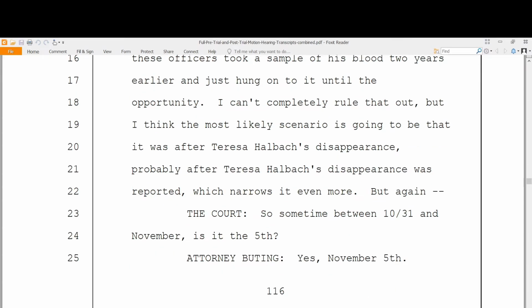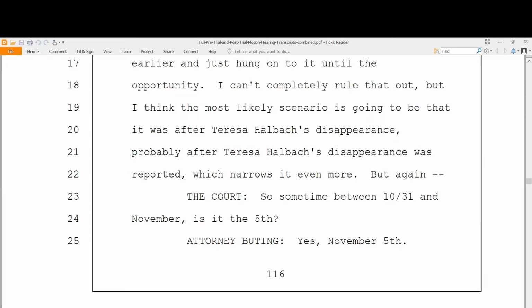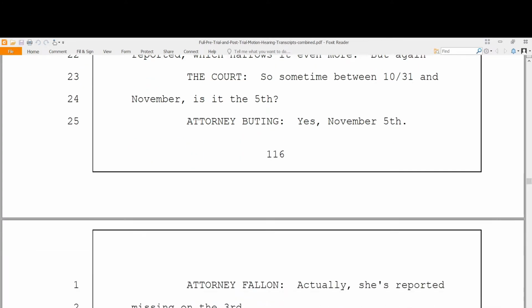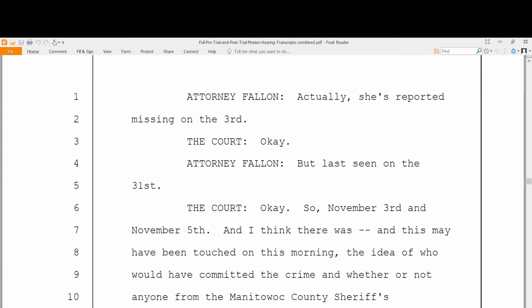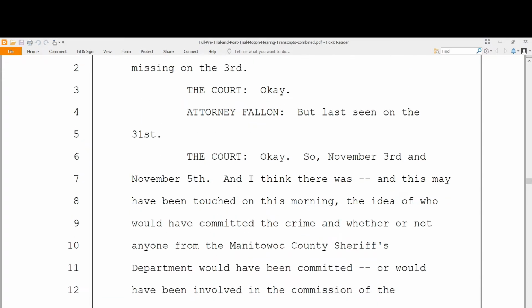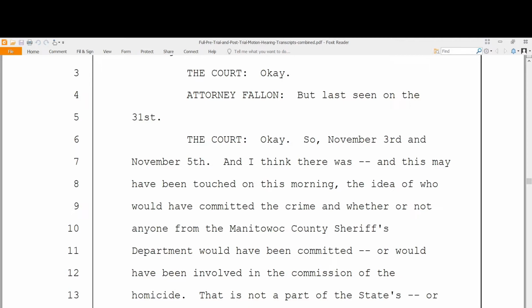The court: So sometime between 10/31 and November, is it the 5th? Attorney Buting: Yes, November 5th. Attorney Fallon: Actually, she's reported missing on the 3rd. The court: Okay. Attorney Fallon: But last seen on the 31st. The court: Okay. So November 3rd and November 5th.